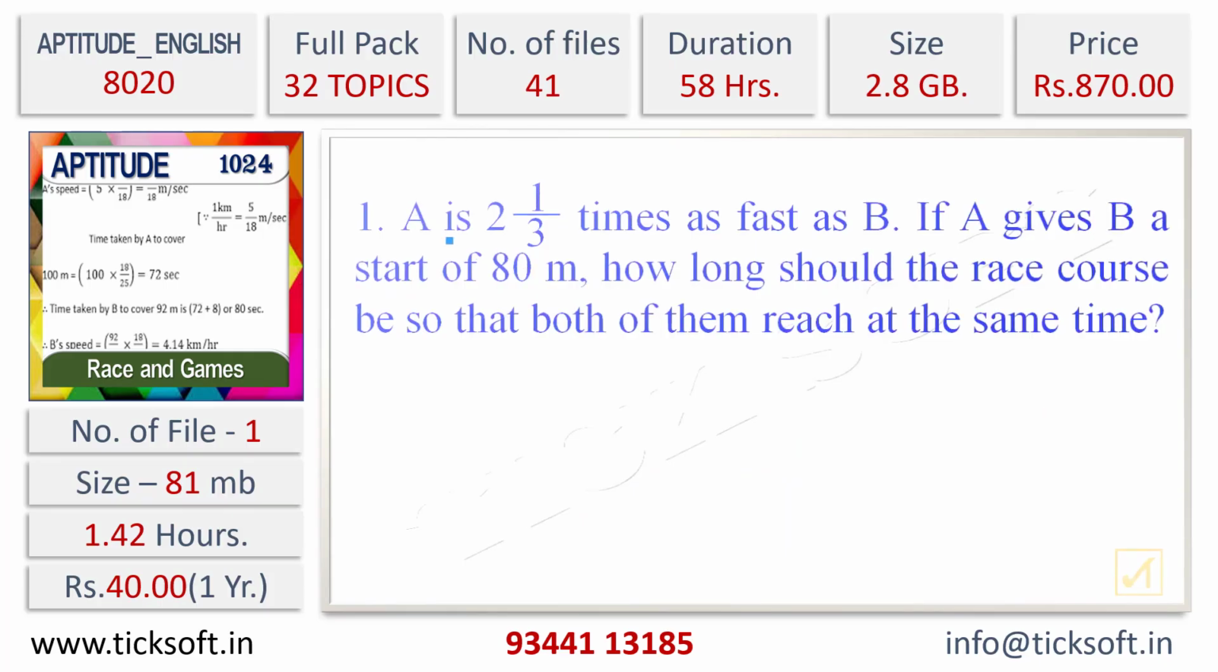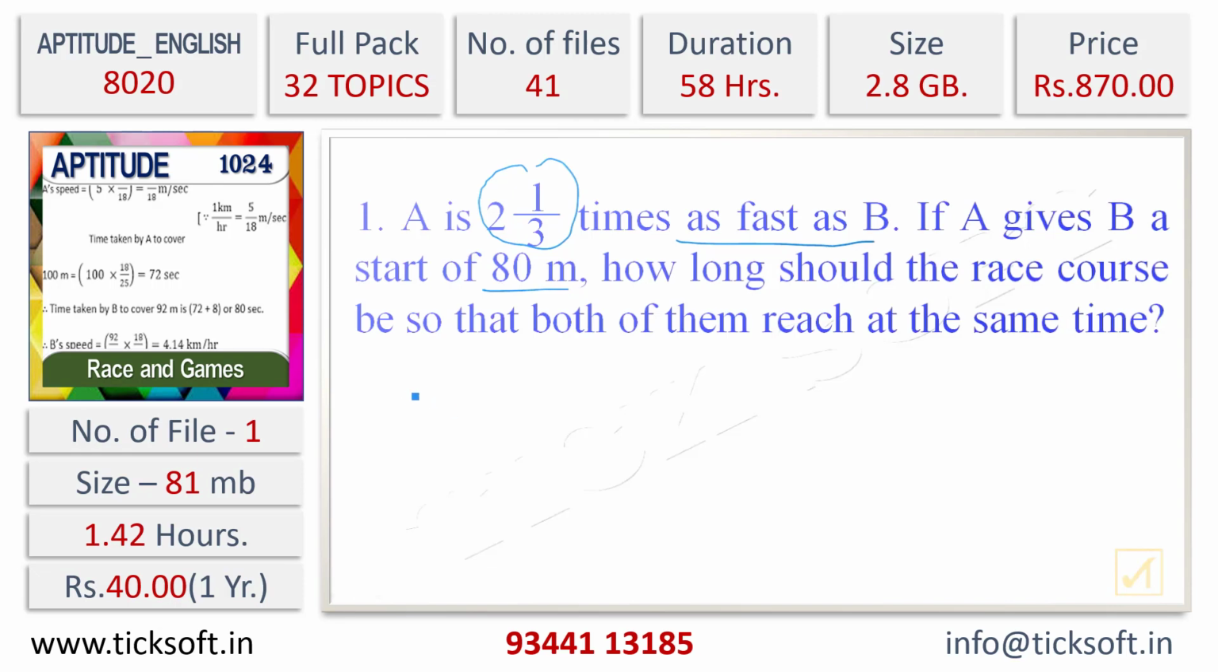The first question is, A is 2 1/3 times as fast as B. If A gives B a start of 80 meters, how long should the race course be so that both of them reach at the same time? Here, A is 2 1/3 times as fast as B and A gives B a start of 80 meters. We already know a formula for this.